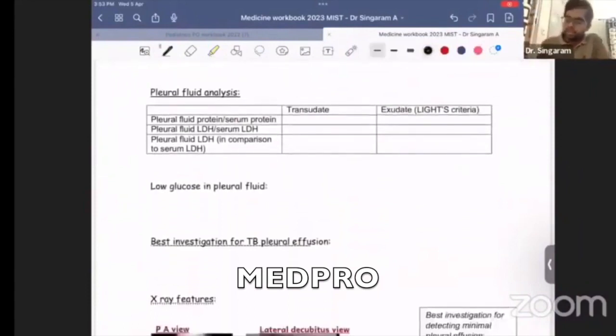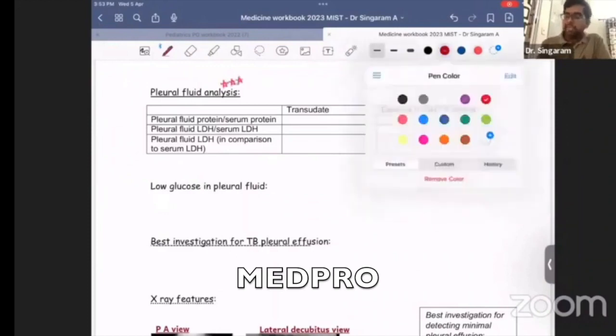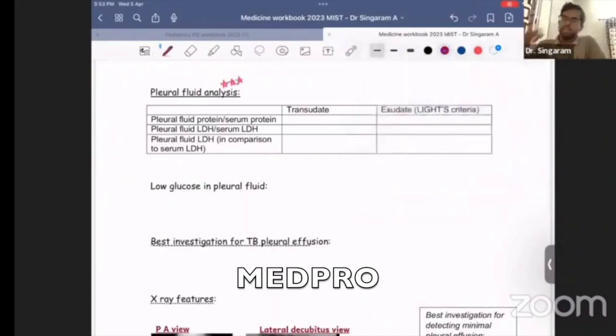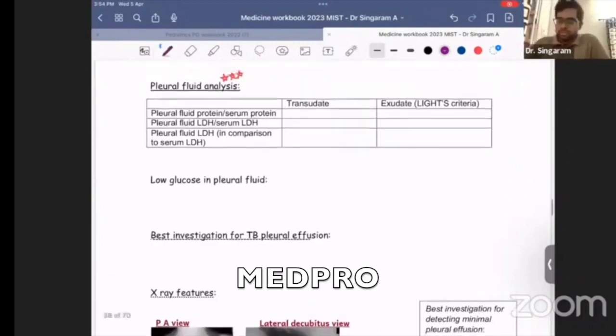I'm putting a lot of stars for this because this by itself is a very, very important MCQ topic. I have seen questions like this. They give you the set of findings and they ask you. They don't give you any clinical history of the patient. They will just straight away start the question like, this is a patient who is having pleural effusion and the following findings are noted. What would be the type of pleural effusion? Questions like that have come. So that is why you should know about the differences between the two conditions. Any idea? First is pleural fluid protein and serum protein.